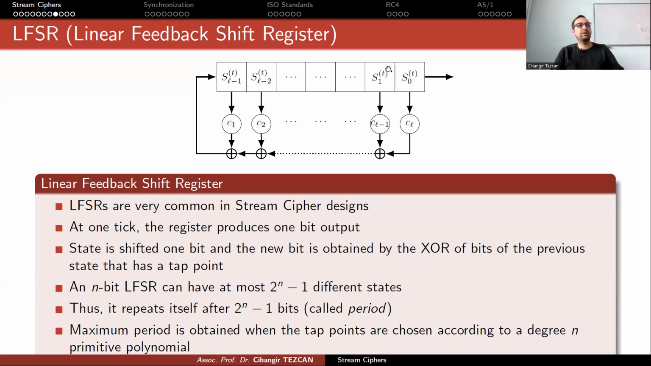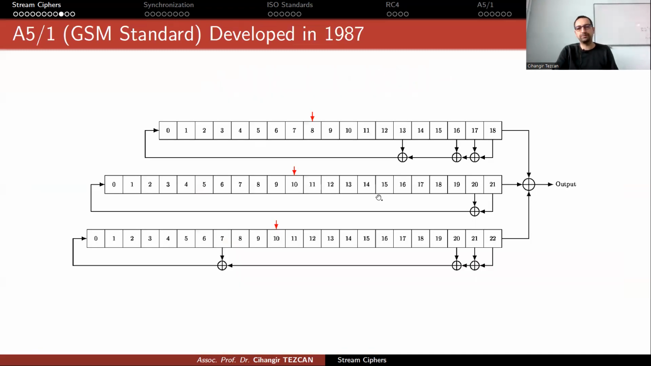If it is 8 bits, you write it as a degree 7 polynomial, and depending on the primitive polynomial, if the constant in front of the monomial is 1, you put a tap point here. This is how you get the maximum period. Otherwise, instead of 2 to the n minus 1, your LFSR might produce something less than that. This is why we work on primitive polynomials and so on.